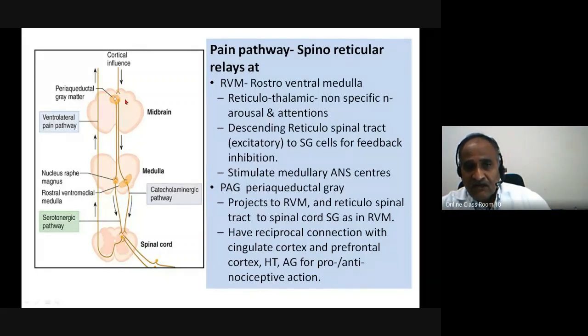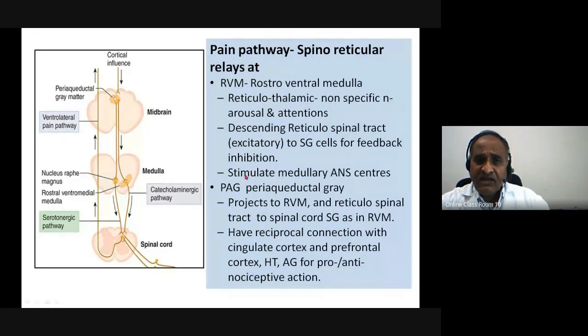In addition, this reticular pathway projects down to the spinal cord as a reticulospinal tract, and this reticulospinal tract is excitatory to the substantia gelatinosa cells. That means from layers 1 and 2, the substantia gelatinosa cells originate, and they make a synaptic contact with the layer 5 neurons, for the inhibition.